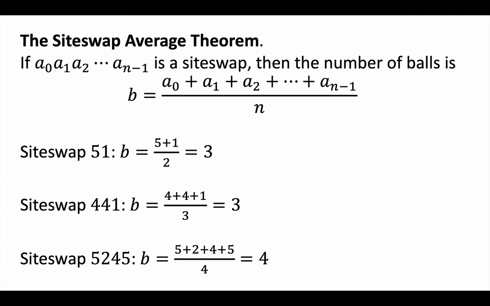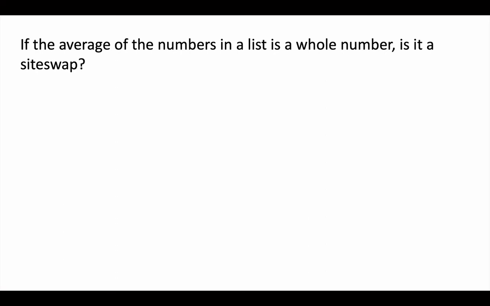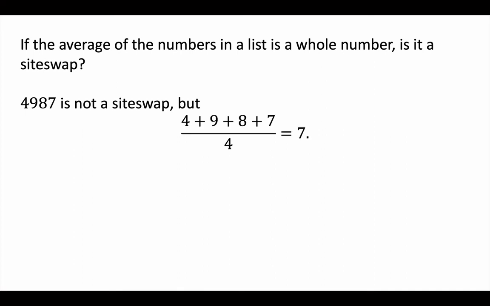If you're a curious person, you might be asking this question. Well, hey, let's suppose I have a list of numbers and their average is a whole number. Maybe that would be a way to check to see if it's a siteswap. Unfortunately, that's not the case. We showed in the first video that 4987 is not a siteswap, but it turns out that the average of those values is equal to 7.